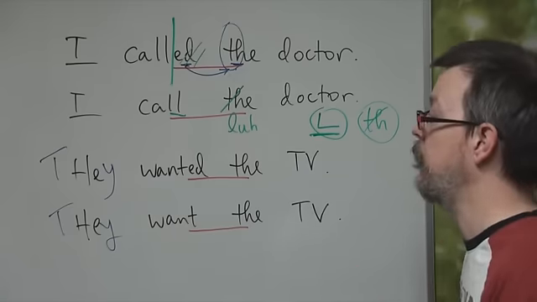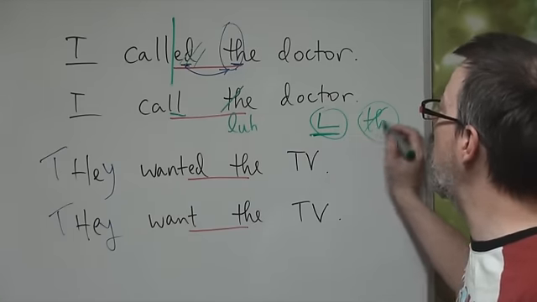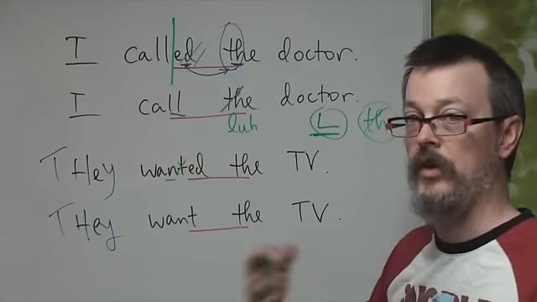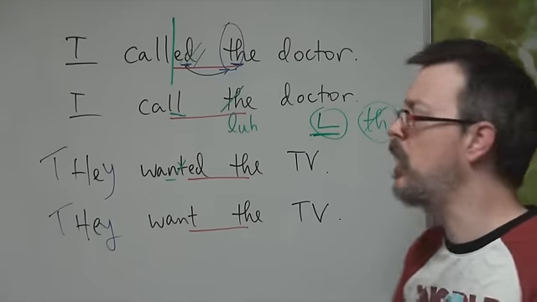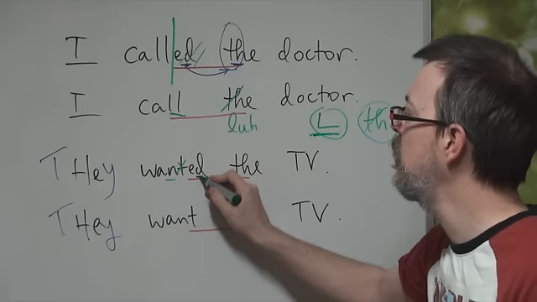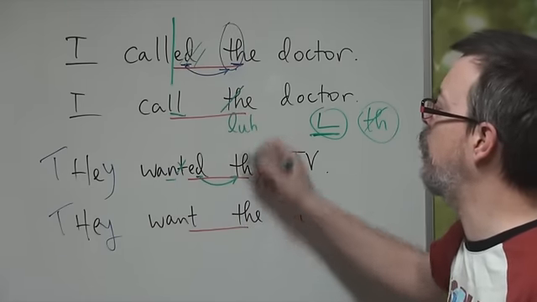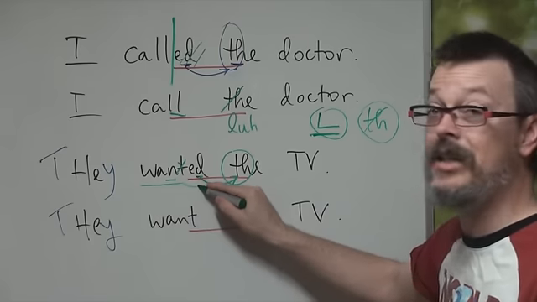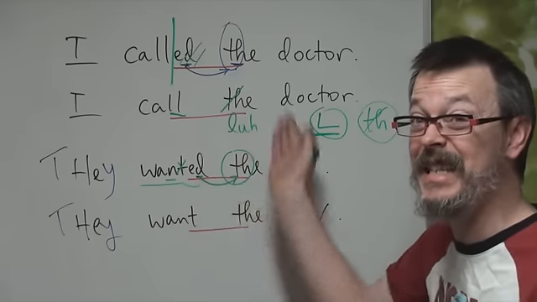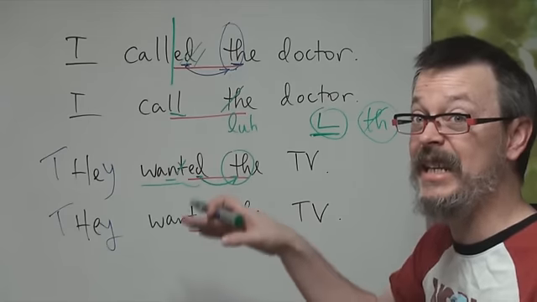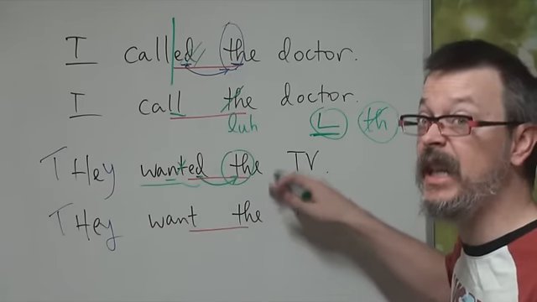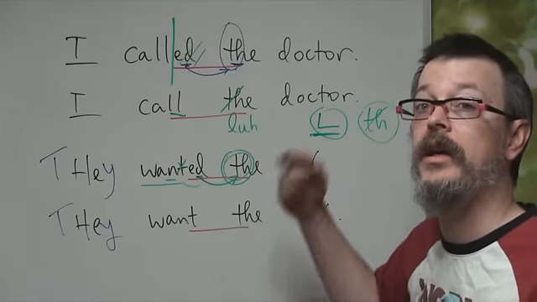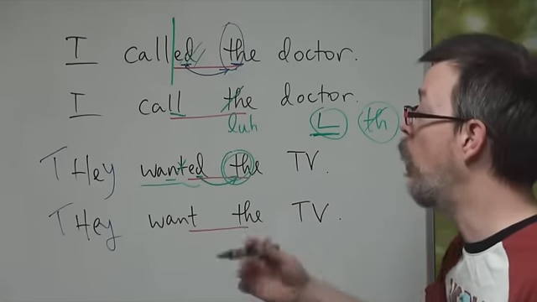So what happens here? Now we have the L canceling the TH. Here we have the N canceling the T. Very common. But there's also another thing. This D is a similar sound to the TH, so we just keep the TH. So wanted, wanted, T, get rid of the T, wanted the, wanted the.